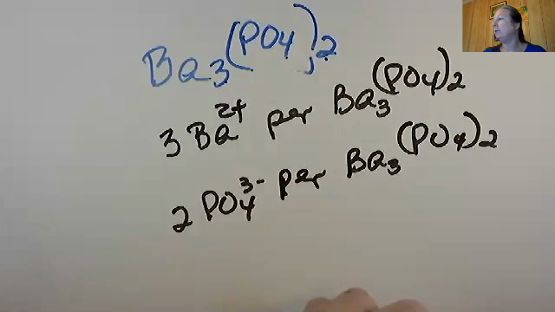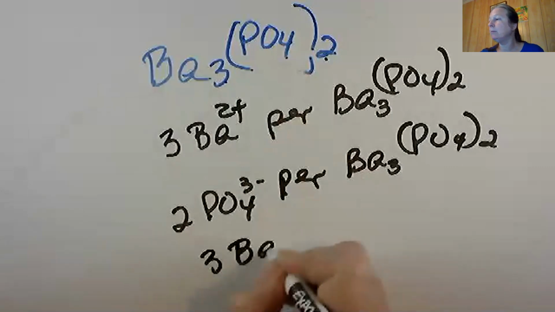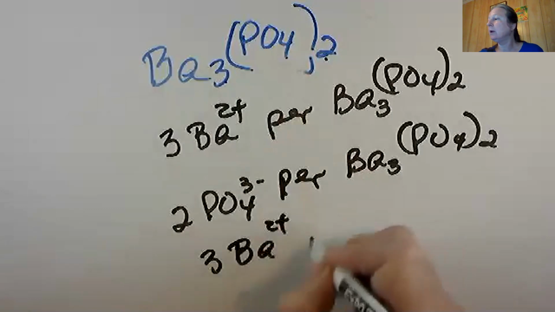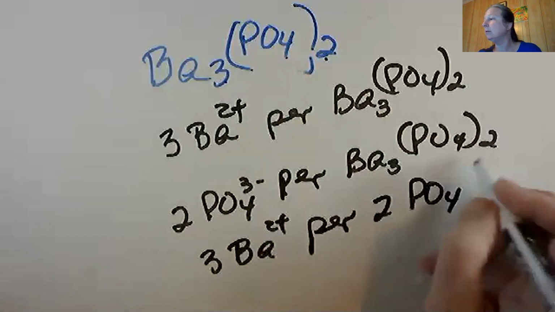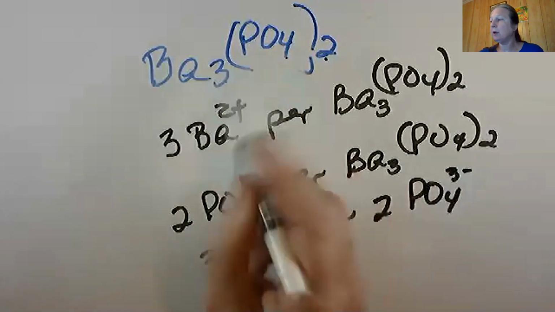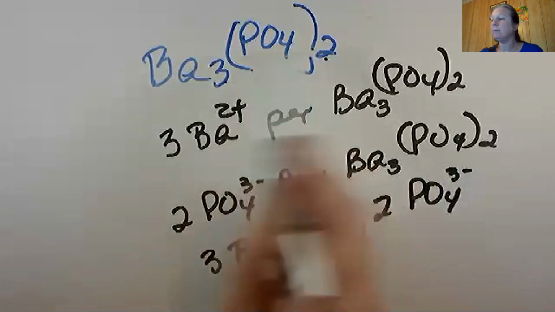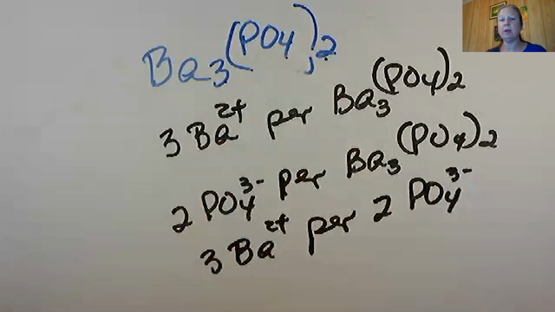I have, for every 3 barium, I have 2 phosphate. Right? For every compound, I have 3 of these and 2 of these. So every 3 of these I find, I'm going to find 2 of these with it. So we can also say that. So we can rewrite these in that ratio. And this is stoichiometry.